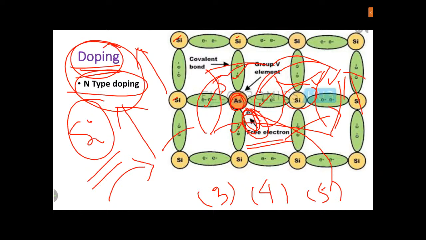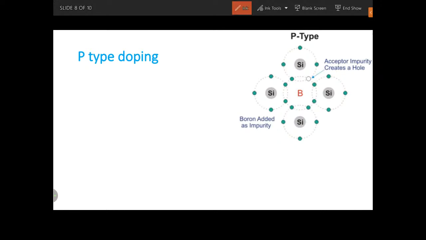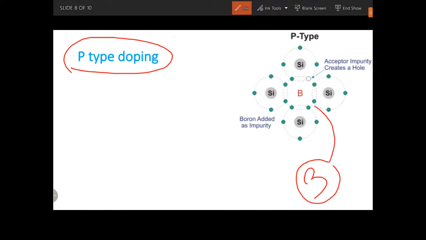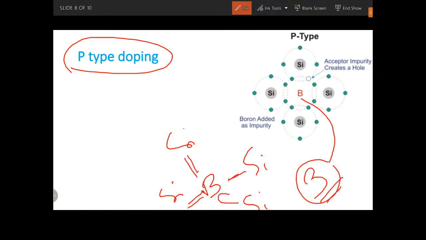Now the next type of doping is p type doping, the positive type. In the case of positive, we take elements from group 3, here we have taken boron. Boron is bonded with silicon. Boron has 3 electrons, so one here and one here. One more silicon is there, but boron does not have any electron to share with the silicon, so a hole will be created here.